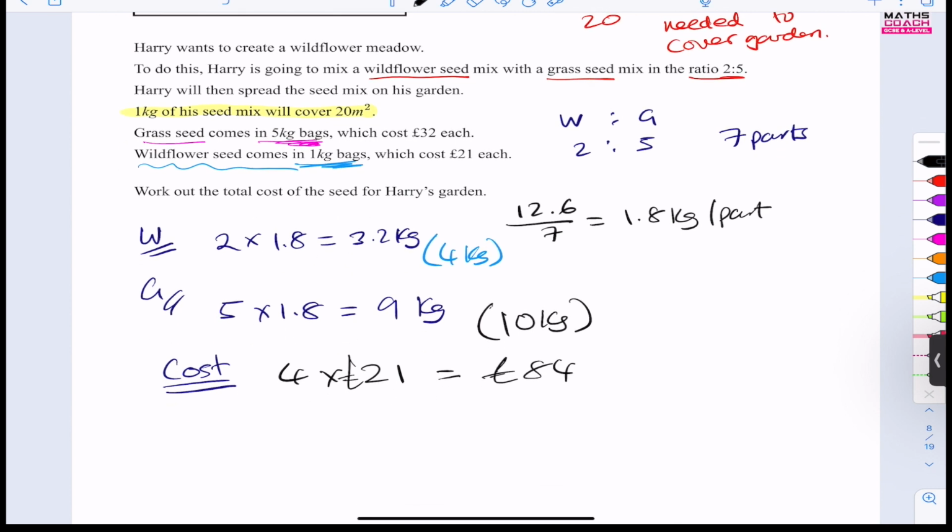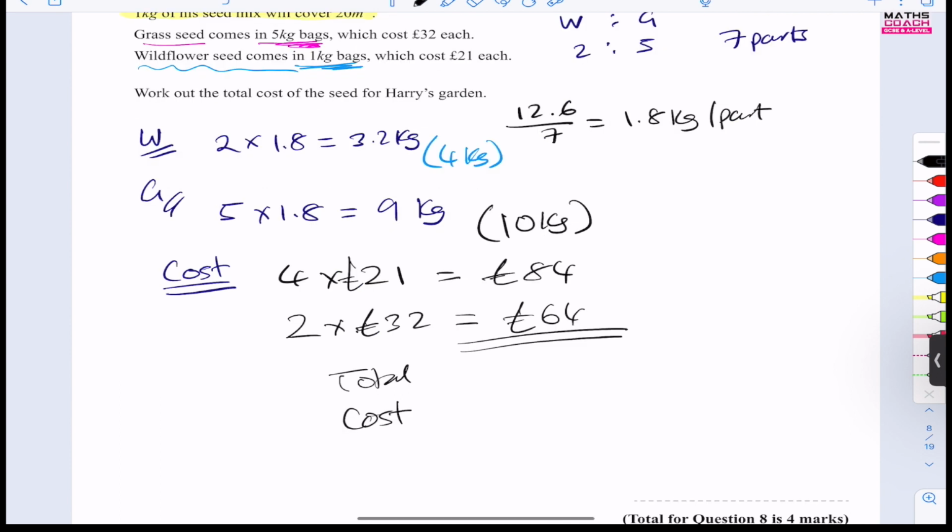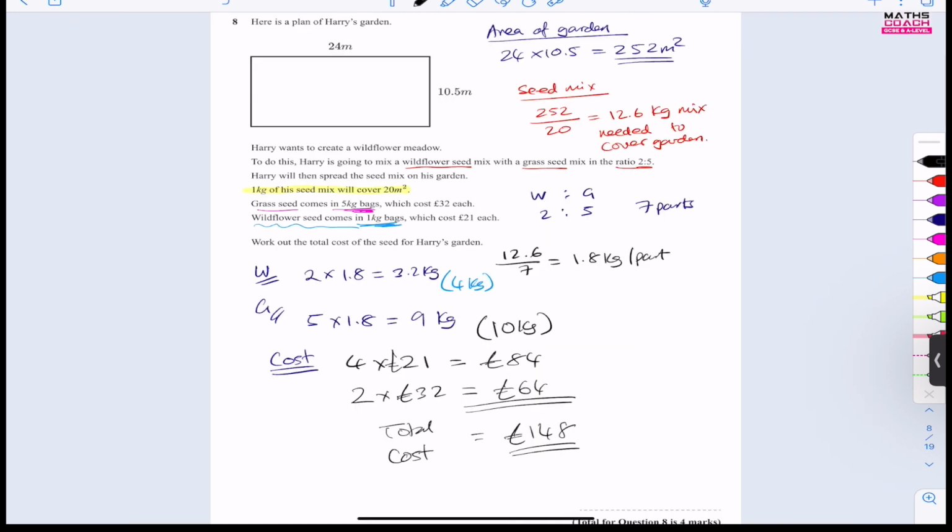And if we do the same thing for the grass seeds, that costs £32 each. We need 2 of those bags because they come in 5 kilogram bags. We need 10 kilograms. So we are going to do 2 times by 32. And that gives us £64. So the total costs will be to add up 84 and 64. And that gives us £148. So the total cost to seed Harry's garden is £148.